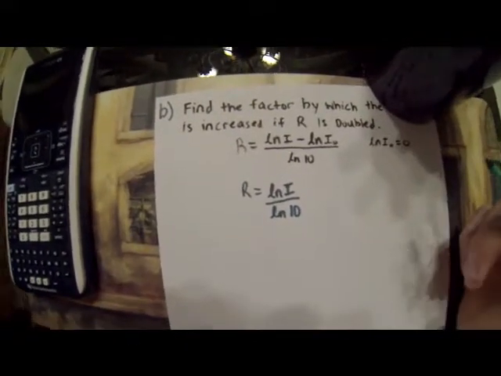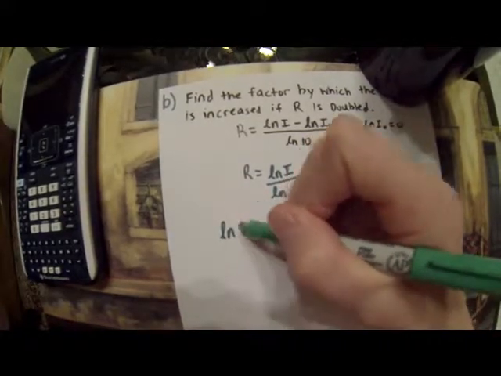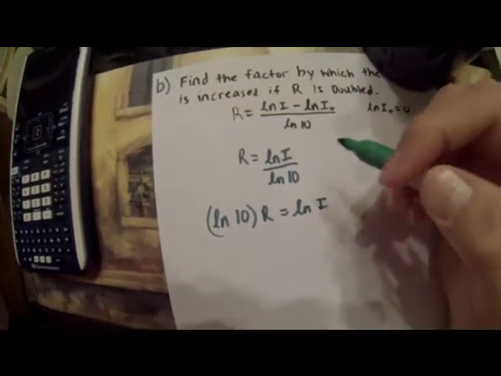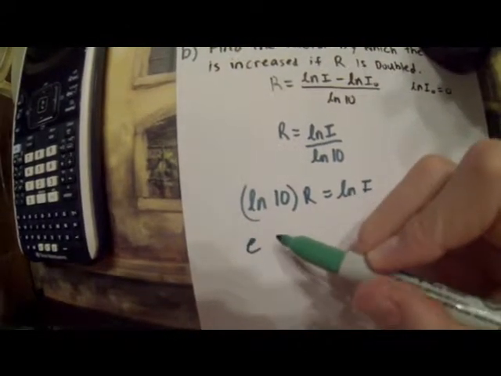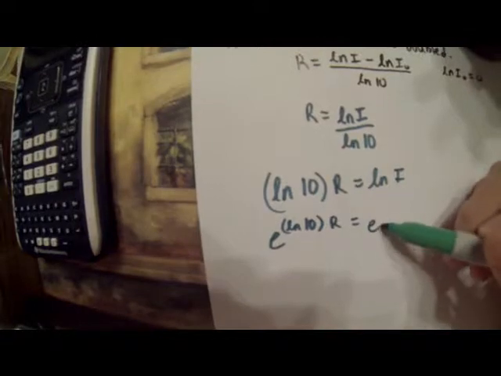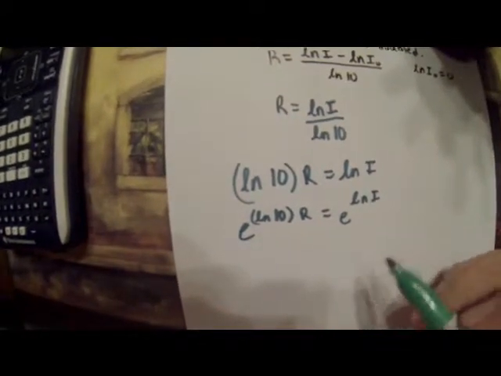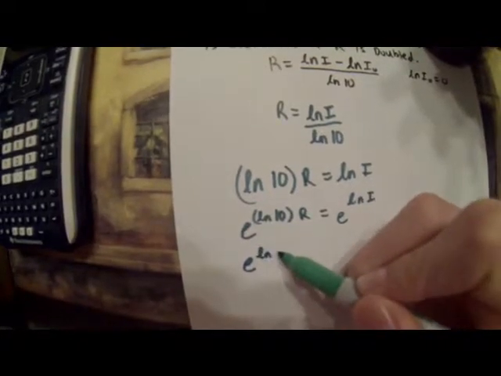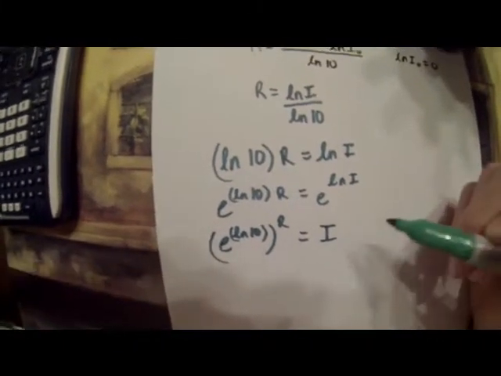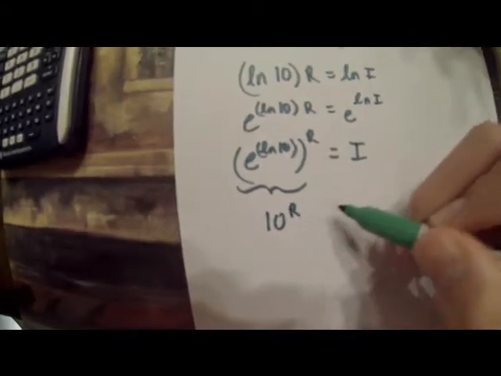Alright? So we know that ln of 10 times R equals ln of I. And we know that e to the ln of 10 times R equals e to the ln of I. I just raised both sides of the equation by e, and we know this is e to the ln of 10 to the power of R equals I. And so we know that this right here equals 10. So we know 10 to the R equals I.